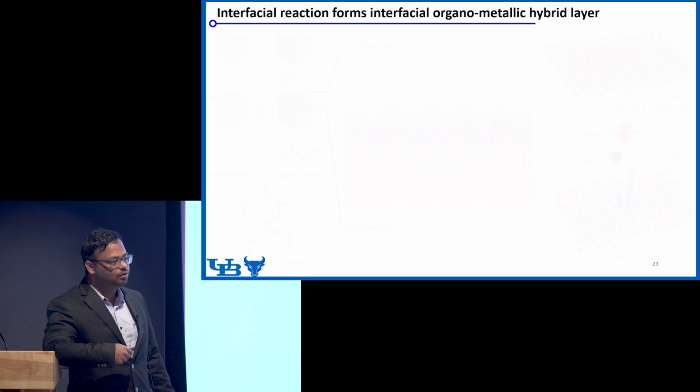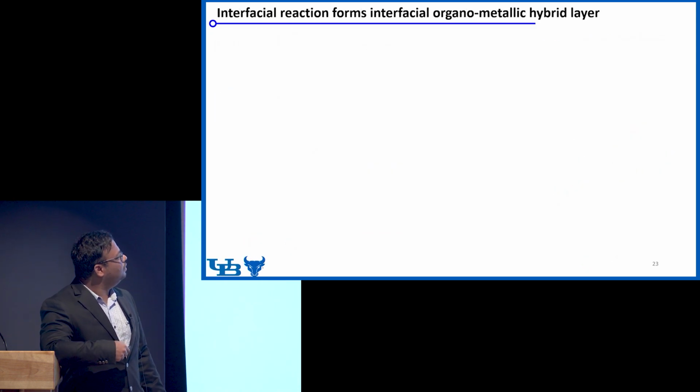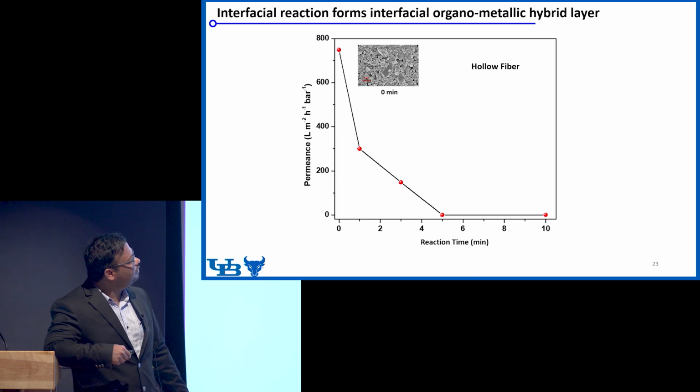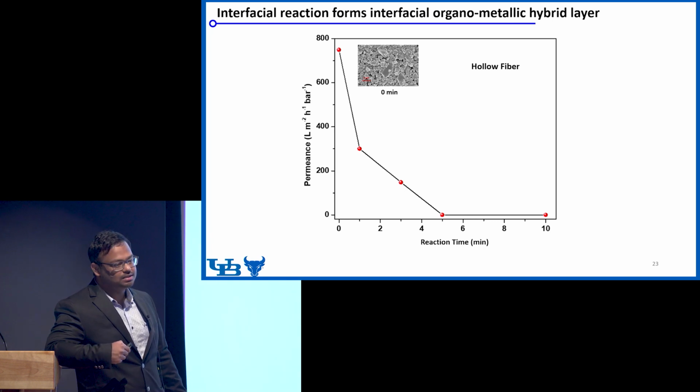To look at how the film forms over time, we look at the permeance of methanol through the support membrane. For this, we have taken a hollow fiber support. The methanol permeance is over 700 LMH per bar, which is a large number. And then at 0 minutes of reaction, this is how the support looks. You can see the large pores in it.